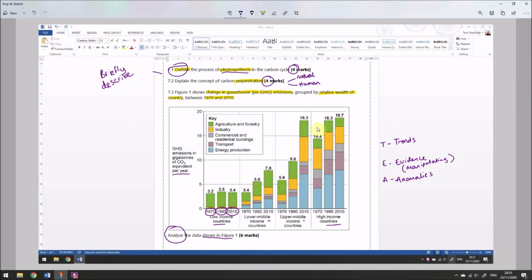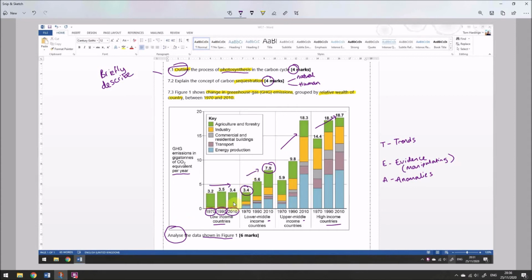We can think about how high income countries have changed between 1970 and 2010. We could think about how upper middle income countries have changed, how lower middle income countries have changed, how low income countries have changed. Remember that when you're taking these numbers, don't just steal the numbers from the graph. So don't just tell me, for example, that lower middle income countries have increased from 3.4 to 7.9. I'm not interested in that. I can see that for myself. What I want to know is how much of an increase is that? How many times bigger is one number than another?